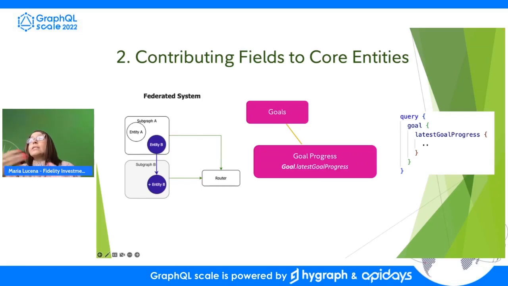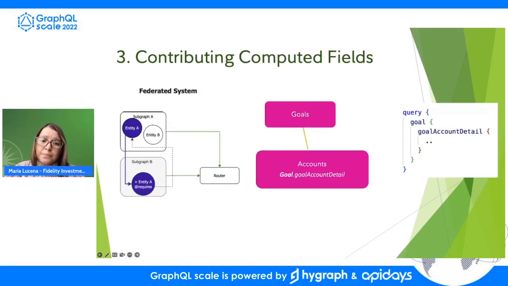So we extended the goals entity in the goal progress subgraph. So now we have the goal subgraph and the goal progress subgraph, with warranted having two separate subgraphs. And in that second subgraph, which is the goal progress, we extend the goal entity. So here we're contributing fields to core entities. In Federation 1, the language was extend. Federation 2, which is what we're using, is contributing fields to entities.